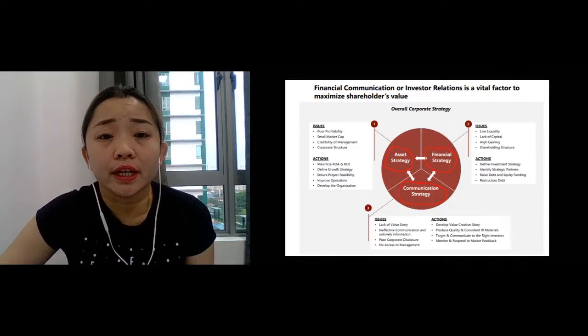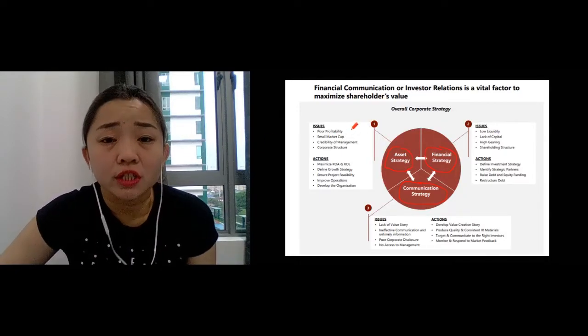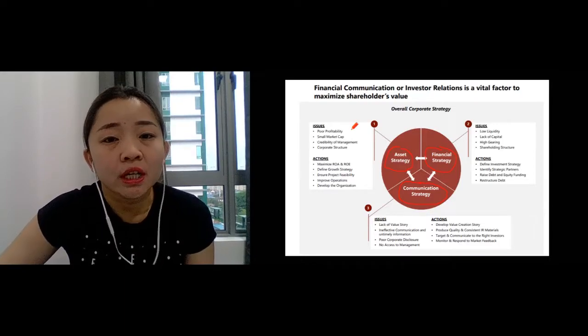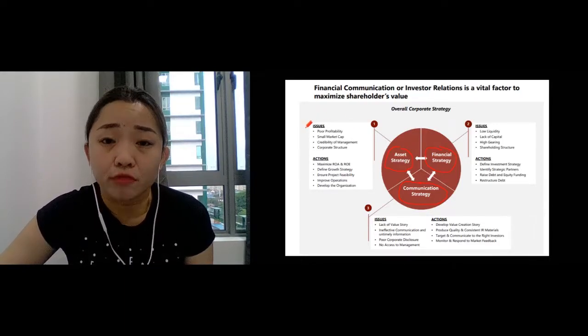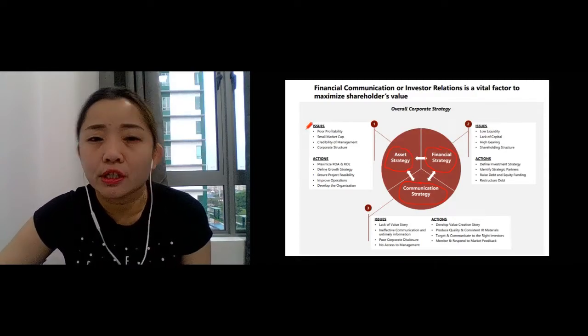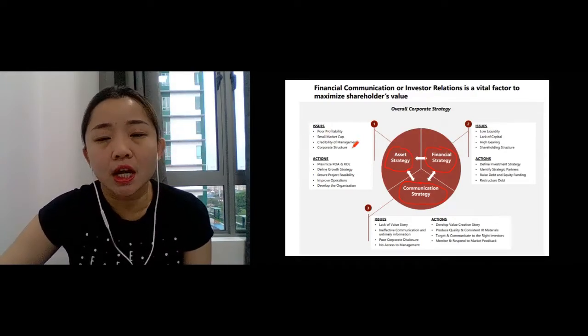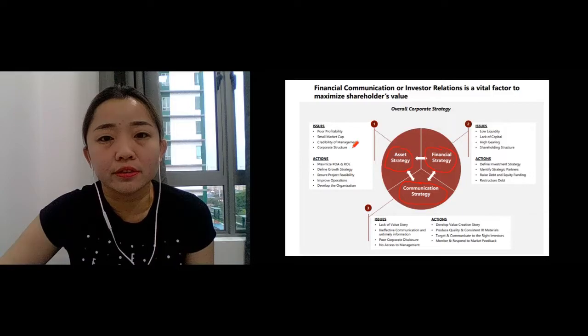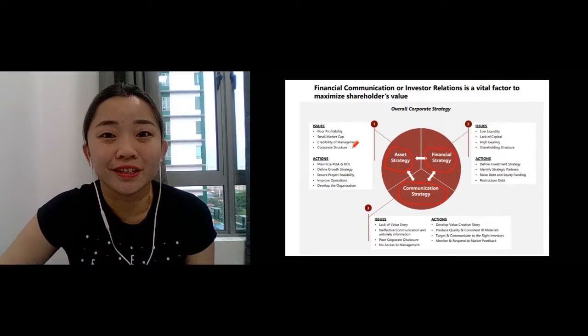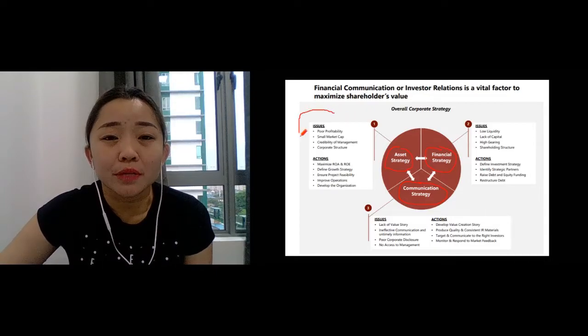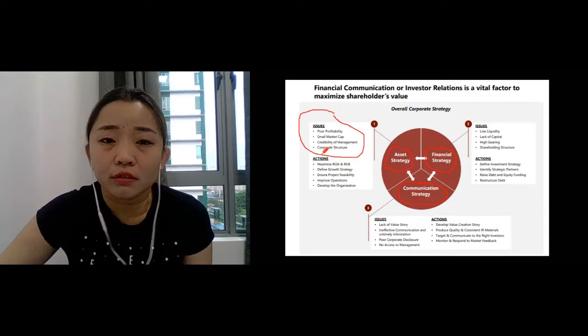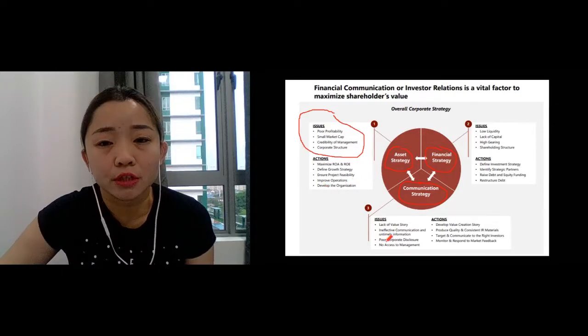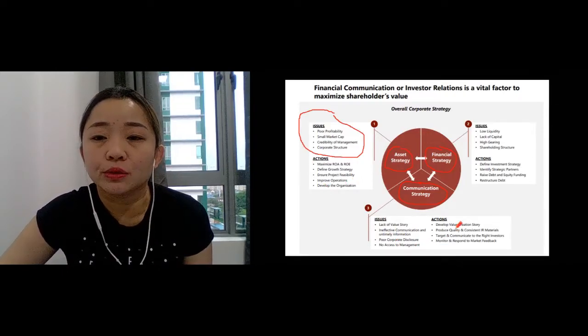Now, on the other hand, when you talk about issues of asset strategy, that means you don't have enough assets in your company. So there are a lot of other issues such as profitability, small market cap, credibility of your management or corporate structure. That means how much do people trust your company generally, and what are the things that are superb, so to say, in your company. Those are what make up your assets, all right? And of course, there are a lot more actions that you can take, but we're not going to go deep into that. Now, where exactly we come in is under communication strategy.